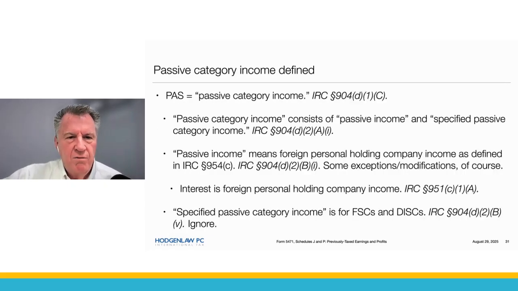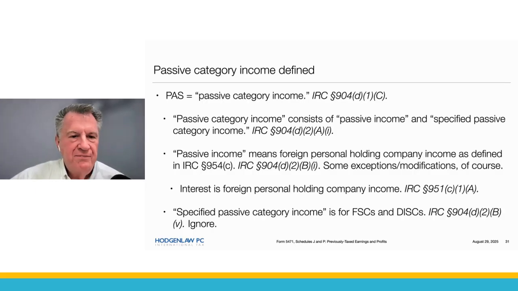Just to be clear on what are passive and what are general category income, these are the foreign tax credit categories. And you'll need to know this. Passive is passive category income. Here you see how your algebra teacher is very careful to label the variables X, Y, and Z. So we have a variable, which is passive category income, X. And passive category income consists of passive income and specified passive category income. So X equals Y plus Z.